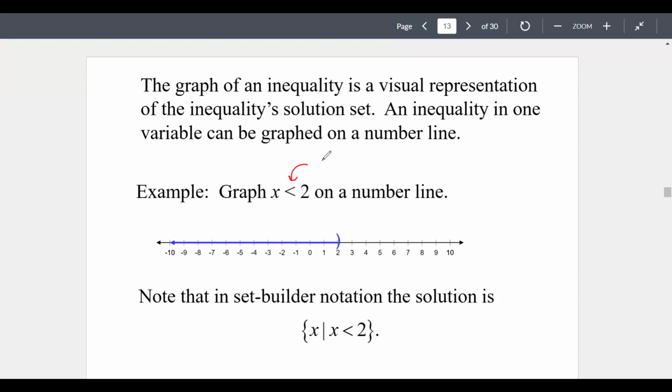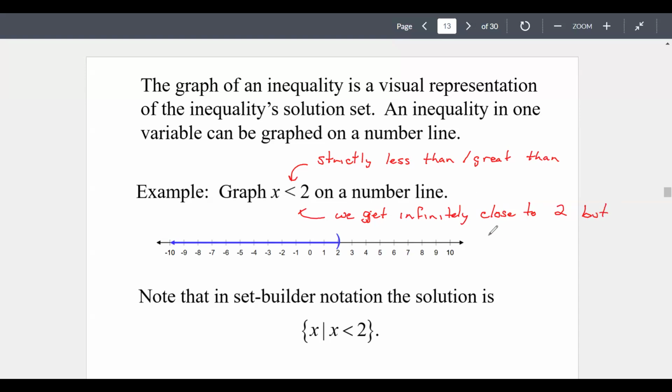When we have a strictly less than or greater than, what this means is that I can get really, really close to 2, but I'm never going to equal 2. We actually get infinitely close to 2, but never reach it.